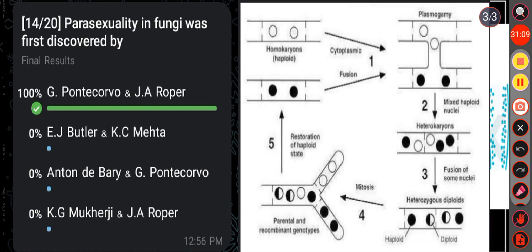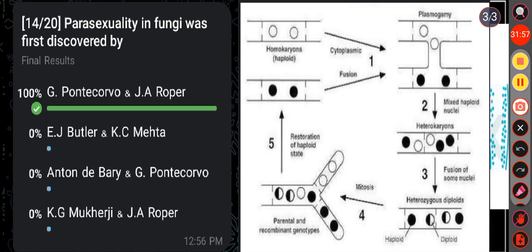Then what is parasexuality? Parasexuality is defined as a cycle in which plasmogamy, karyogamy and meiosis take place in sequence but not at a specified time or at a specified point in the life cycle of an organism. And remember, the parasexual cycle occurs in those fungi in which a true sexual cycle does not take place. Okay. So you can see here, first the cytoplasm of two cells fuse in a process called plasmogamy. Then the heterokaryon. It refers to a cell that contains genetically different nuclei within a single cytoplasm.